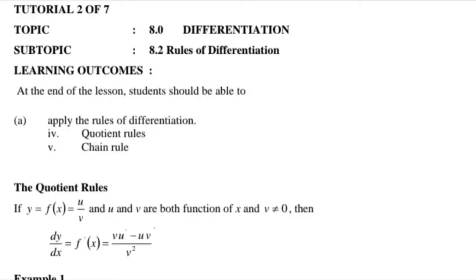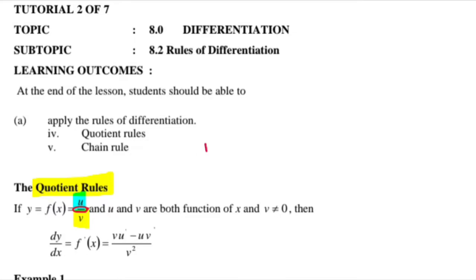Hi, in this tutorial we will learn more on differentiation. We will focus on quotient rule and also chain rule. What is quotient rule? Quotient rule is whenever we have a function u at the numerator and also a function v at the denominator, and the relation is division.